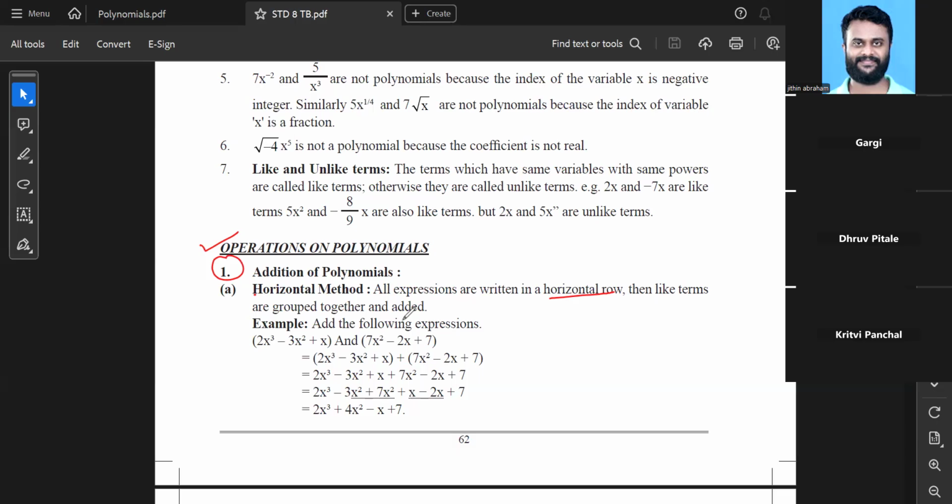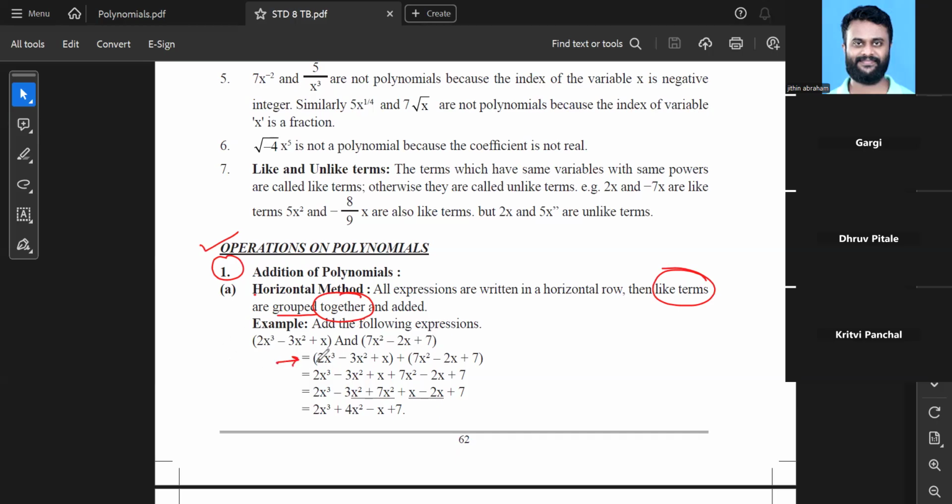The first step is to write all the terms in a horizontal row. The second step is to group them. How will you group? Like terms together. That's how you're going to group them. For example, you have two polynomials like this. 2x cubed minus 3x squared plus x. Then 7x squared minus 2x plus 7. So what are you going to do? You have to add them, right?